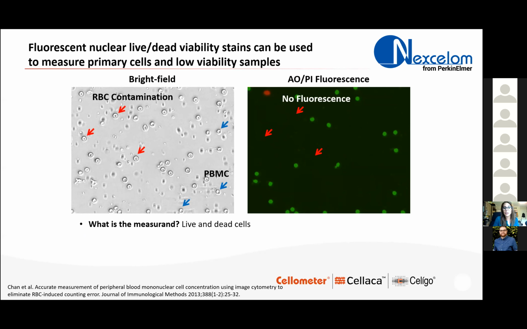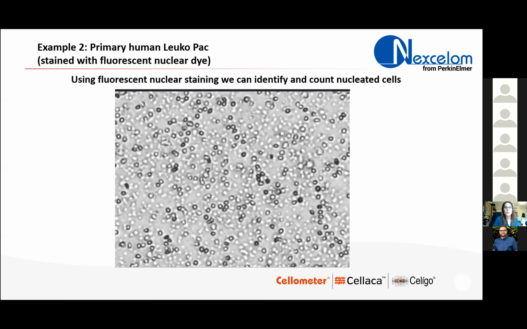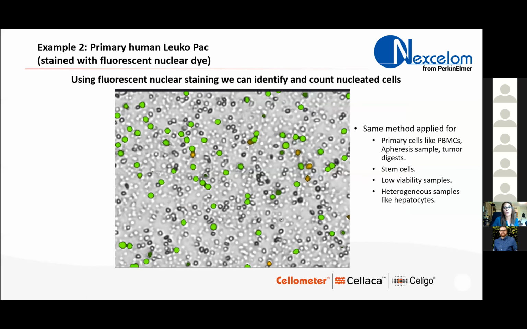We have some nucleated cells indicated in blue arrows here, and those are in fact fluorescent, so we can quantify those. We want to make sure that this fit for purpose method is not skewing our data. In this instance, for primary samples, the appropriate measurand is going to be acridine orange and propidium iodide. If we actually use that, you can overlay that, and you can see if you were using bright field based methods, you would be overcounting by a substantial margin.